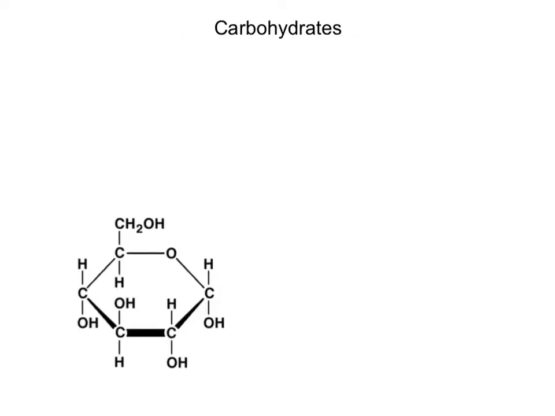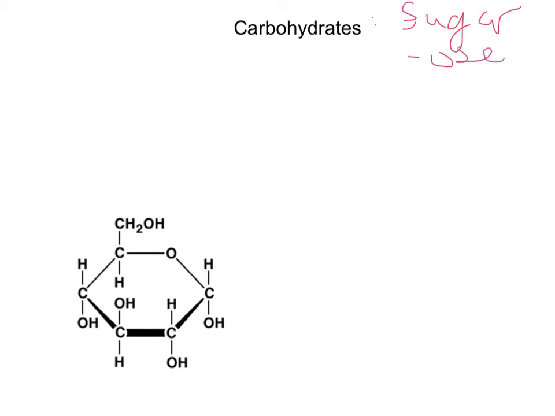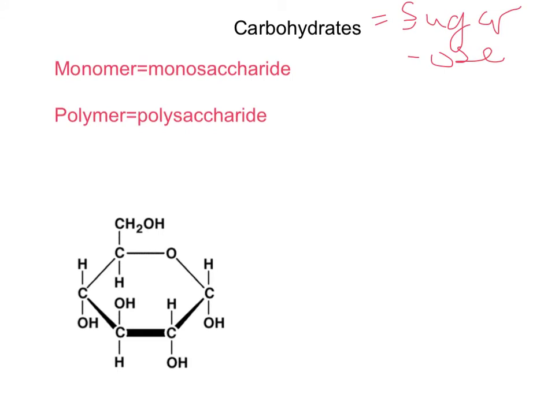Our first class of organic compounds would be carbohydrates. If y'all remember, carbohydrates are also our sugars. So if you see sugar, or also the suffix "ose," like glucose, sucrose, fructose, cellulose, that should make you think carbohydrates. The monomer of our carbohydrates is the monosaccharide. The polymer here would be a polysaccharide.